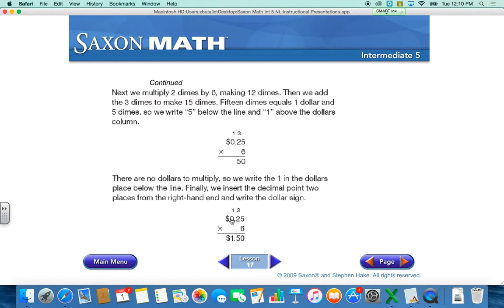Now, there's no dollars to multiply. Well, you do 6 times 0, which is 0. You add 1, and that's the end of the algorithm. Now, what you need to do is insert the decimal point. The way I like to show it is that there are 2 decimal spaces right here. We could count them, 1, 2. And so I start from this end and count 2 spaces, 1, 2. And that's where you insert the decimal point. And then always add in your dollar sign as well.